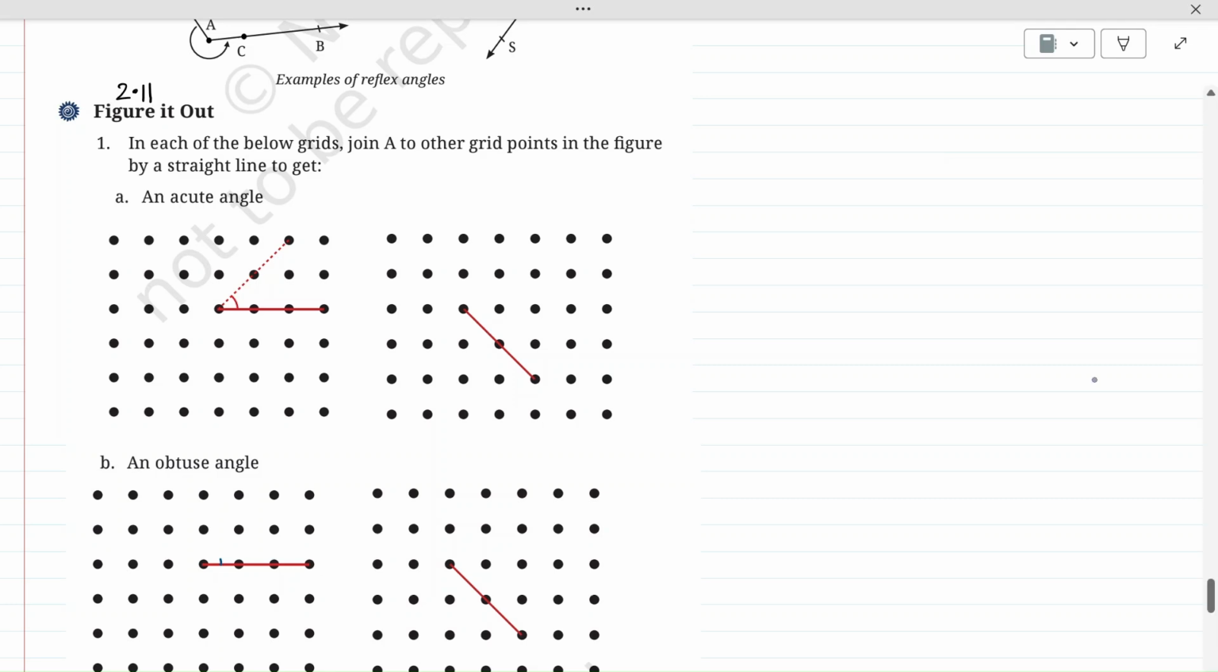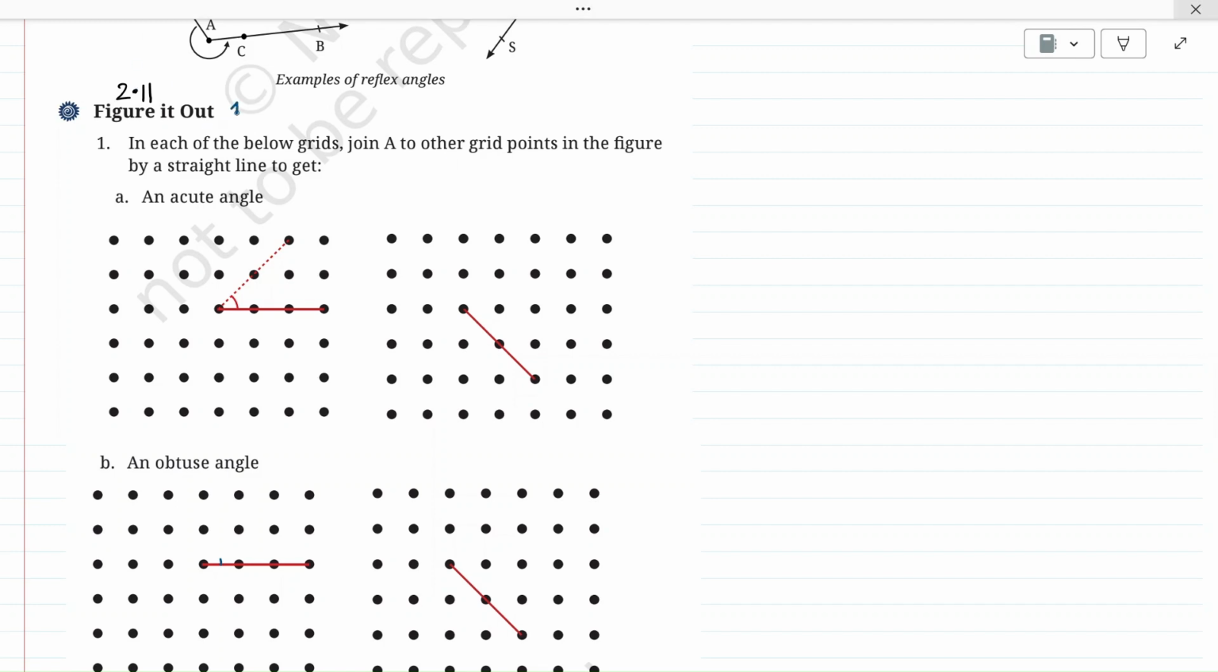Hello kids, I hope you have revised the last questions which we have done in the previous class and you have learned how to make an angle using the protractor. Okay, so now we will start with 2.11 Figure it Out. It has two Figure it Outs, that is, two exercises.